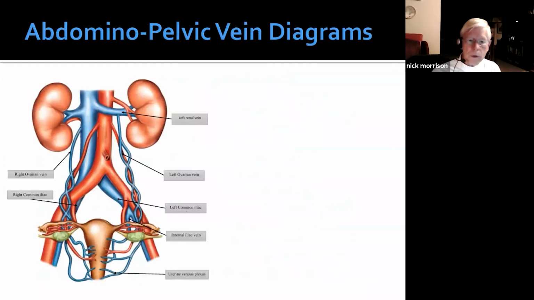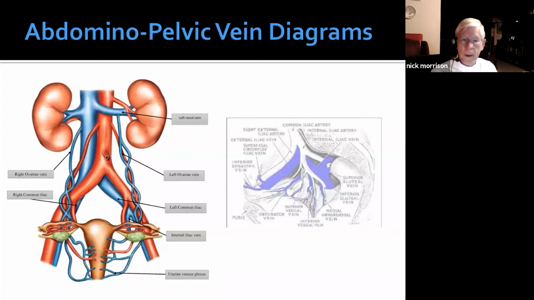This is the drainage showing that the left ovarian vein joins the renal vein, the right ovarian vein joins the IVC. This is the right common iliac and the left common iliac joining to become the IVC, and then down below the internal iliac and external iliac and the uterine venous plexus. That's important because if you see varicosities in that area, that's coming from something, and you need to have more testing to find out where that's coming from.